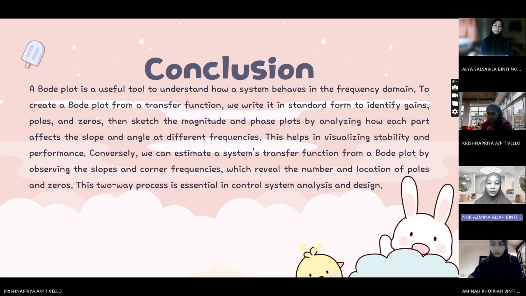Conversely, we can estimate a system's transfer function from a Bode plot by observing the slopes and corner frequencies, which reveal the number and location of poles and zeros. This two-way process is essential in control system analysis and design.